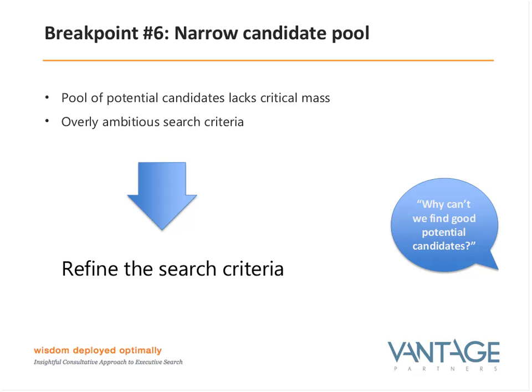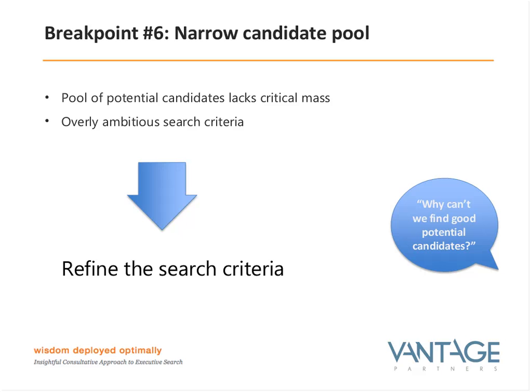So to conclude, phase 2, breakpoints that occur in market segmentation and engagement. To recap, breakpoint number 5 is poor market segmentation. Be sure to extend beyond market and functional domain to broaden your thinking around your target market. And breakpoint number 6, your candidate pool lacks critical mass. Follow the 200 rule to ensure a healthy pipeline of candidates can be surfaced.